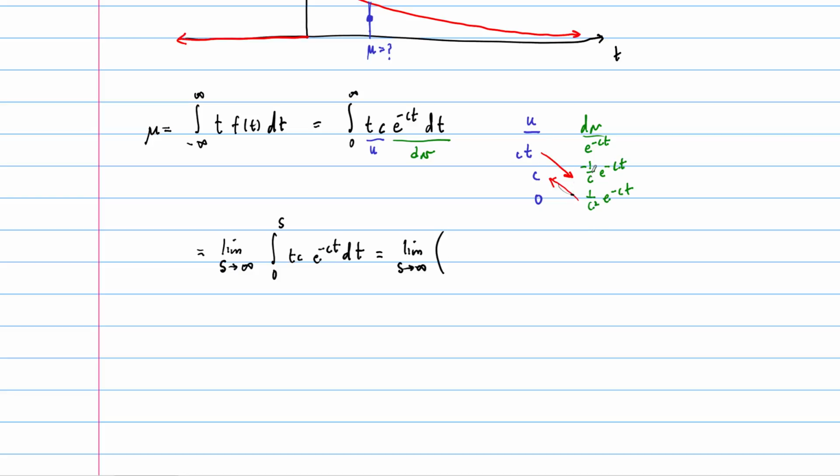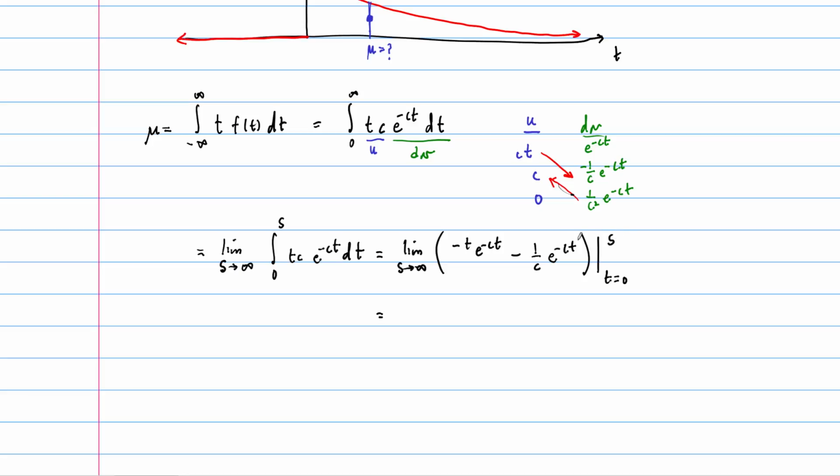now, right? So that's going to be negative t, negative ct over c. So that's just negative t e to the minus ct, right? Minus, and this one is just going to leave us with 1 over c e to the minus ct, and then plus 0. And we're going to plug in our t values of 0 and s, and then compute the limit, right? So let's see.